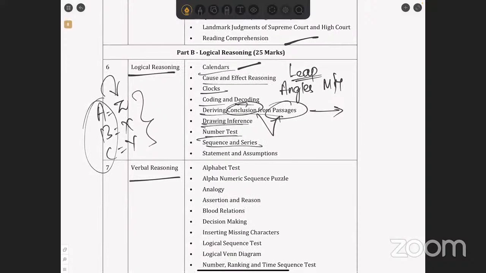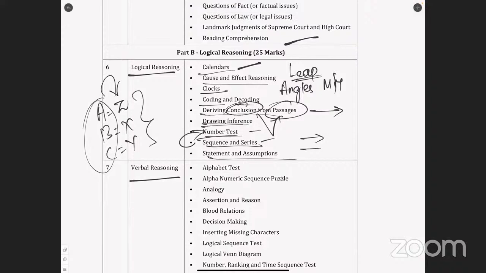Then sequence and series, once again, is closely related to number test. As I said, there are topics which are similar to one another. So even though we have separate topics here, when you get into those topics, you will realize it is not very different from the other topic, which is of similar nature. Then statement and assumptions: there will be a statement or multiple statements, in fact, and there will be assumptions. We'll have to see whether those assumptions hold good based on the statements given in the question.